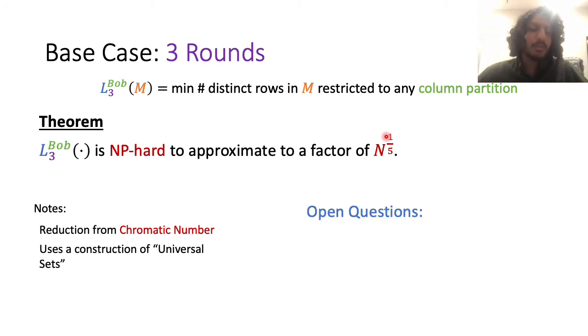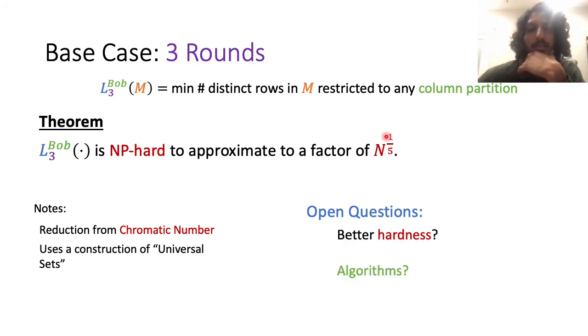And I want to note, even in this base case setting, there are some interesting open questions. One is, can you get better hardness here? Our results show hardness to a factor of n to the 1/5, and the best you could hope for using our techniques is maybe n to the 1/2. But is this problem hard to approximate to n to the 1 minus epsilon? I think that's an interesting question. Can you replace the 1/5 here with 1 minus epsilon?